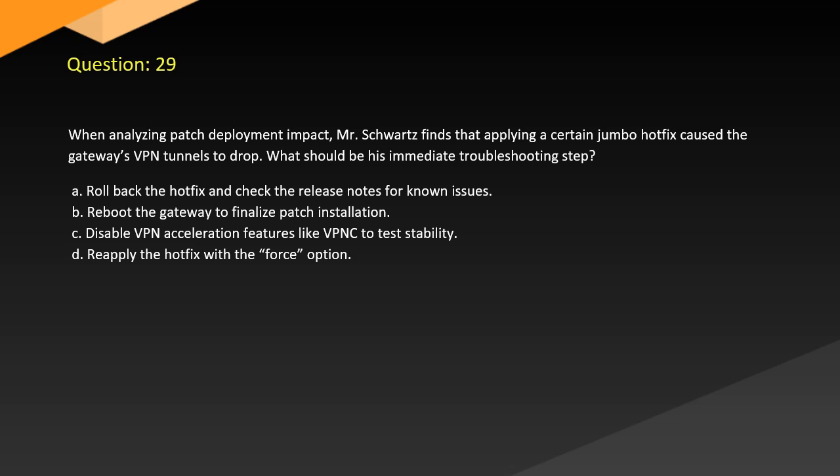Question 29. When analyzing patch deployment impact, Schwartz finds that applying a certain jumbo hotfix caused the gateway's VPN tunnels to drop. What should be his immediate troubleshooting step? A. Roll back the hotfix and check the release notes for known issues. B. Reboot the gateway to finalize patch installation. C. Disable VPN acceleration features like VPN SecureXL to test stability. D. Reapply the hotfix with the force option.